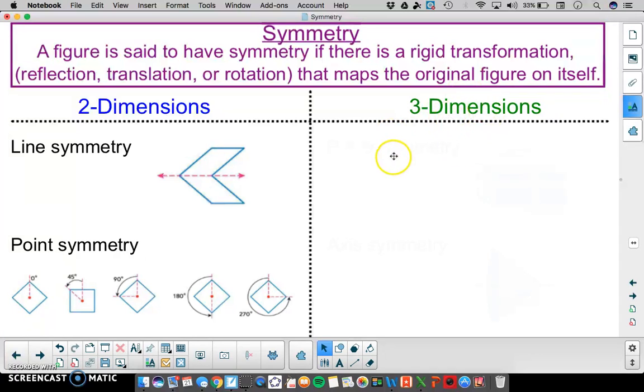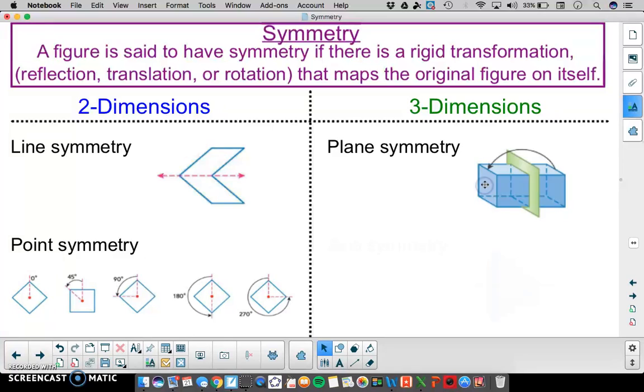For 3 dimensions, we have plane symmetry, which means we can use a surface to cut a 3-dimensional figure into 2 symmetrical pieces. So we're reflecting that figure across that surface. And axis symmetry, where we rotate a 3-dimensional figure around an axis of symmetry.